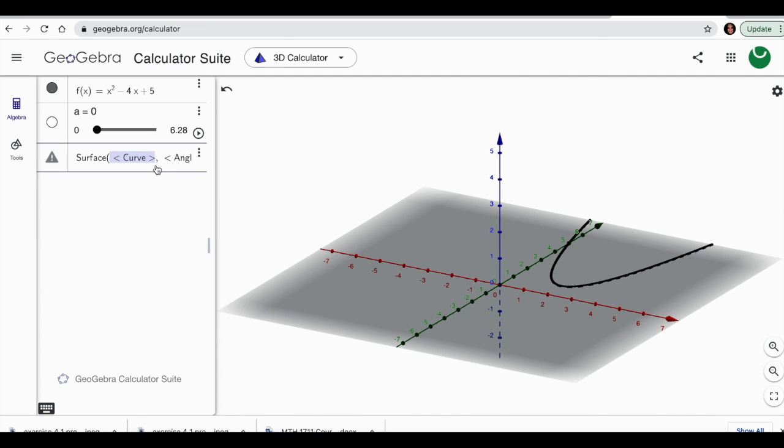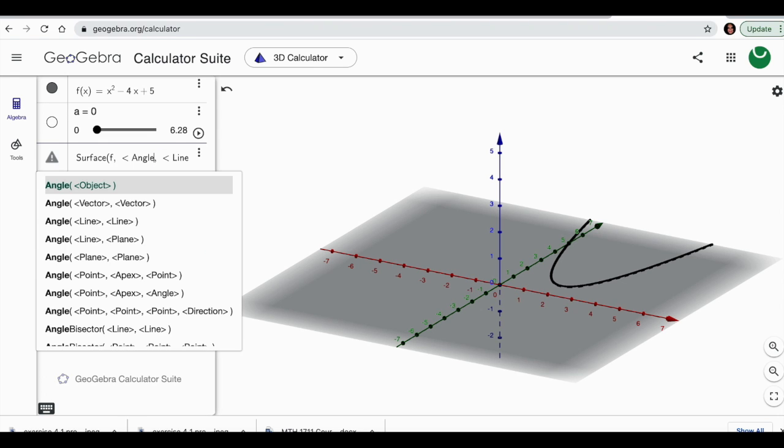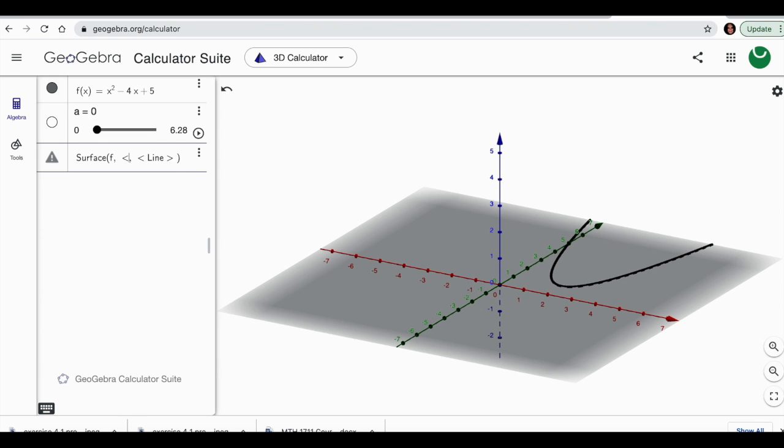So I'm going to choose that option. And then for my curve, I'm going to put in f, because we defined our function up above as f of x. Now, if I defined it as g or something else, I want to make sure that I label it correctly. For my angle, we are going to use the slider so that we can slide it and angle it the way we want to. So I'm going to put lowercase a in there. That's the name of my slider. And then for my line, I want to rotate this around the x-axis. So I'm going to write x.